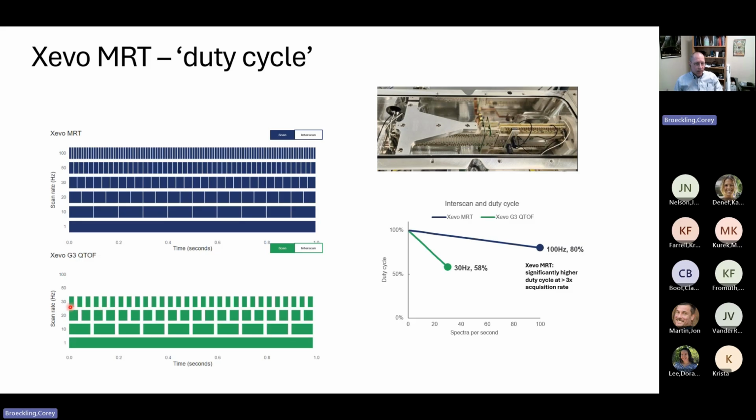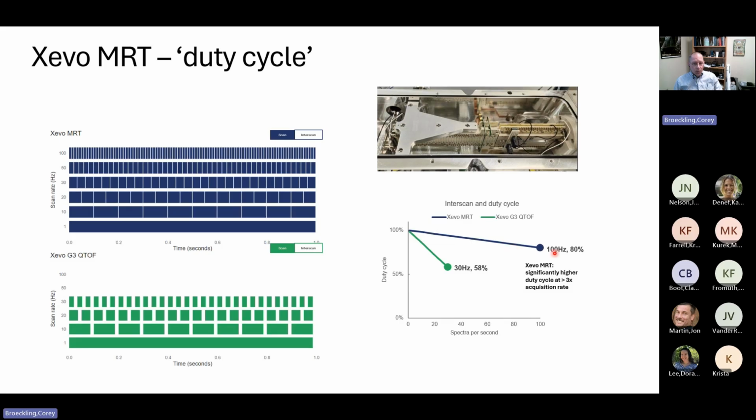You would collect a spectrum, and then there would be an interscan time. That's what the white spaces between are. Spectrum, interscan delay, spectrum, interscan delay. And what you'll see, comparing the green on the bottom to the blue on the top, is that there's much less white space. That's because the interscan delay between the instruments has been decreased from about 14 milliseconds to about 2 milliseconds. What that means in practice is there's a lot less white space and a lot more blue. That blue is our duty cycle.